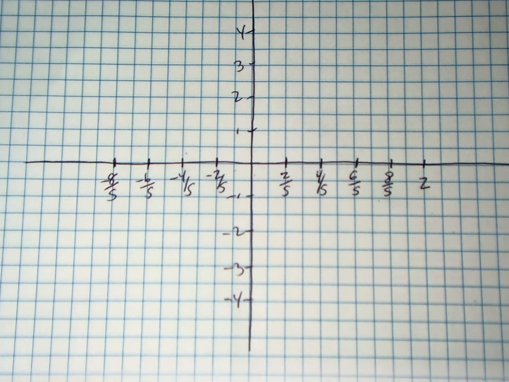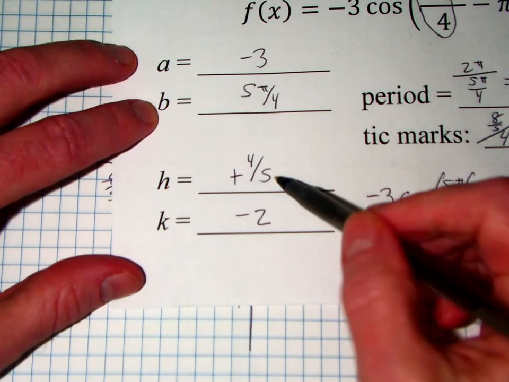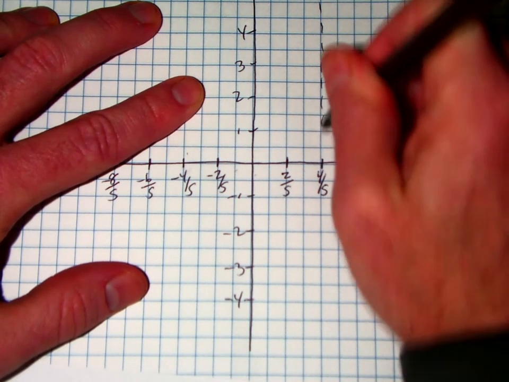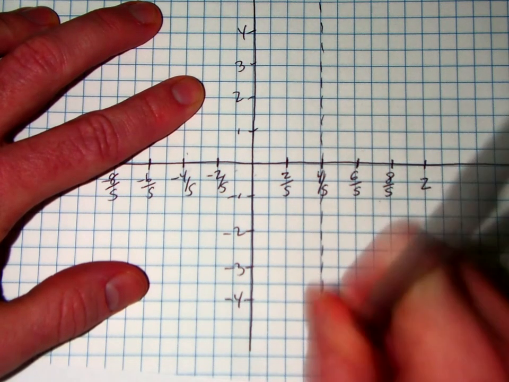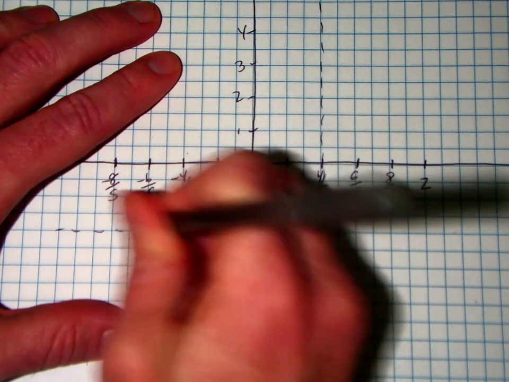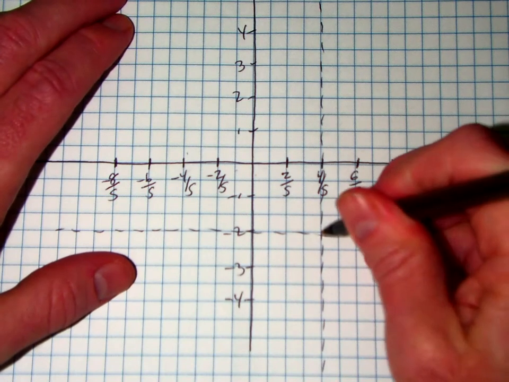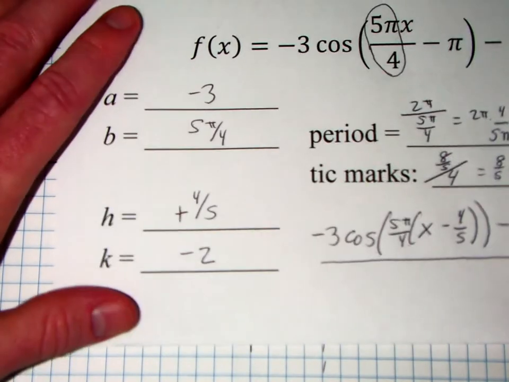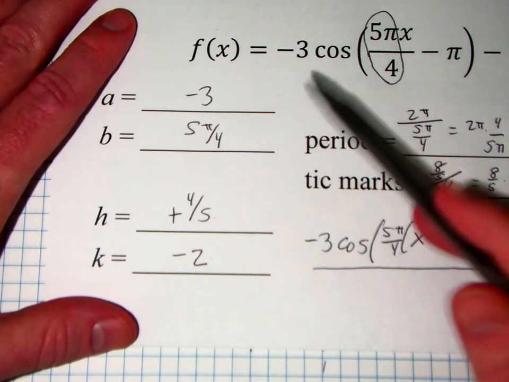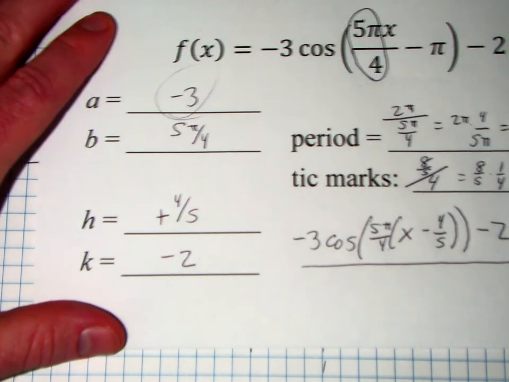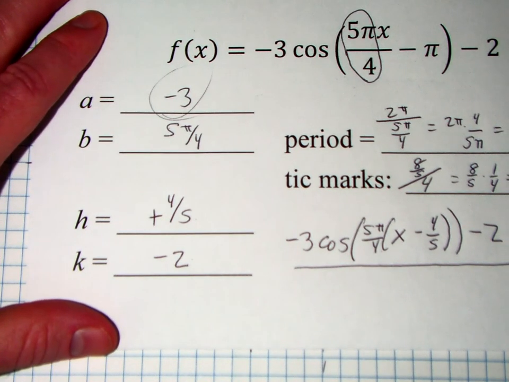Now we're ready to do our dotted lines for h and k. So I'm going to go right 4 over 5 and down 2. So right 4 over 5, here's one dotted line. And down 2. And now this is my new origin, but remember, this is a cosine function, so this is not starting on the origin. We have to use the amplitude right away to see where our starting point is going to be.